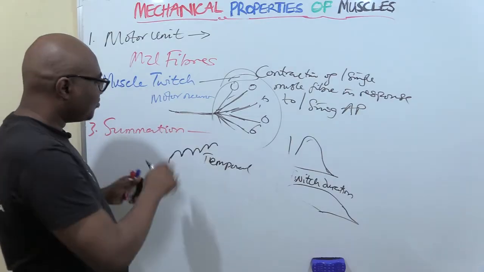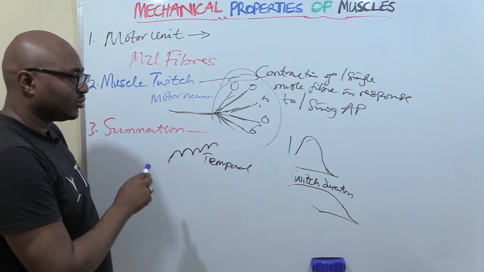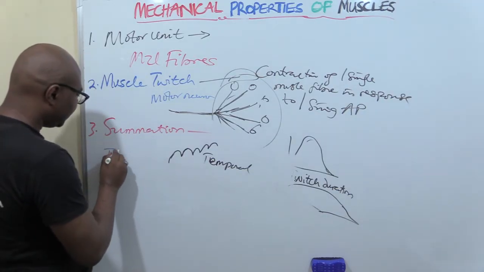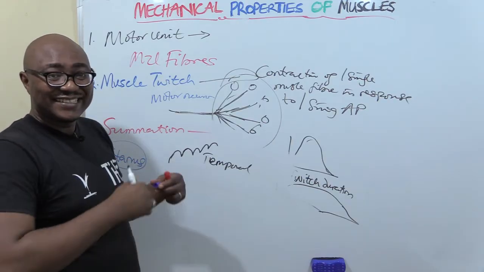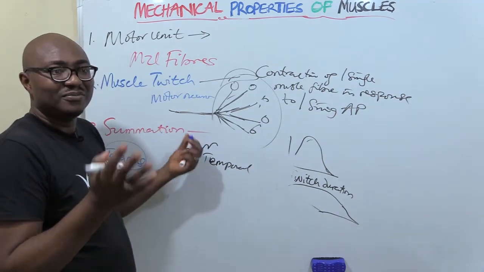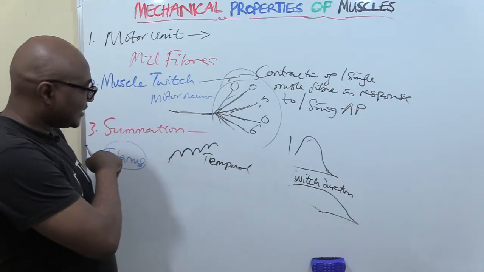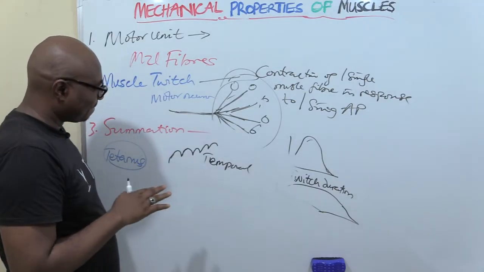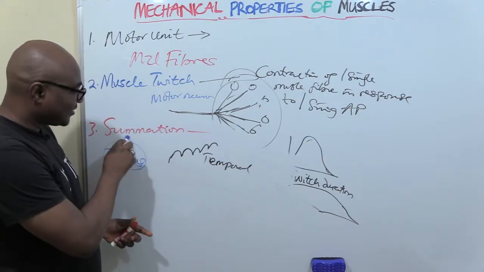So that is summation. Now there's another thing related to summation that is known as tetanus. Have you heard of tetanus before? You have heard of tetanus as it relates to a disease state. Someone has tetanus from a bacteria, okay? But in this mechanical property, tetanus refers to something different. So what is tetanus? It's related to this summation.